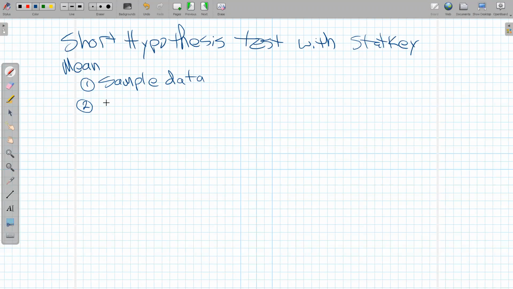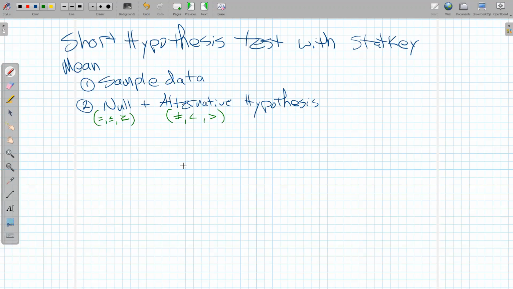Two, we need a null and alternative hypothesis. And reminder, the null hypothesis is either going to be an equals, a less than or equals, or a greater than or equals. And the alternative hypothesis is either going to be not equal, or it could be just less than, or it could be just greater than. And the null is a value that we need for StatKey, so we need to know what that value is.